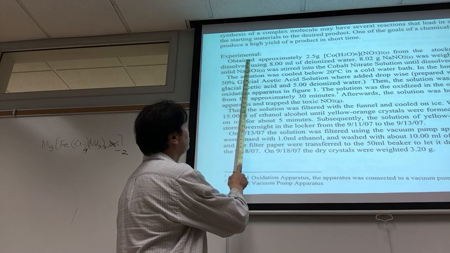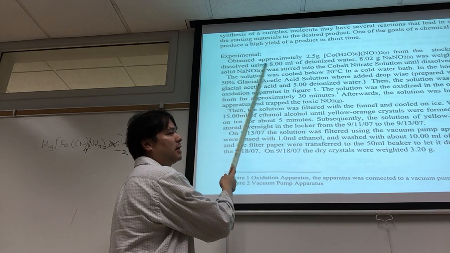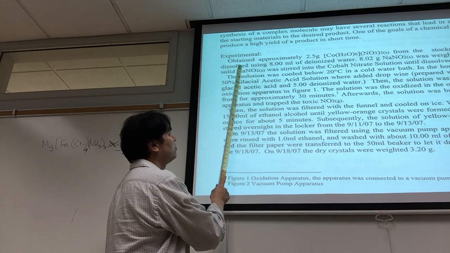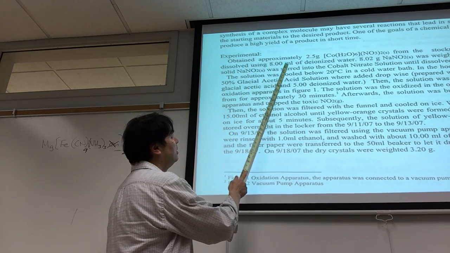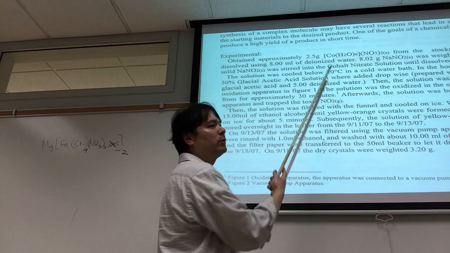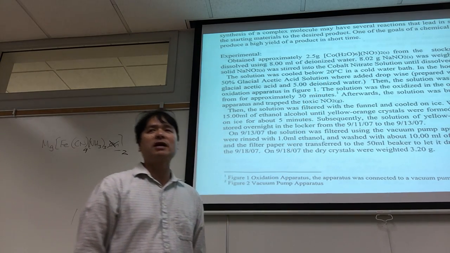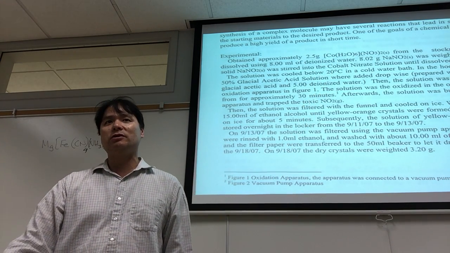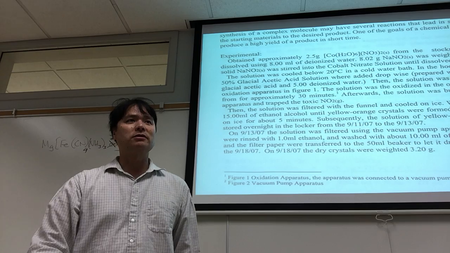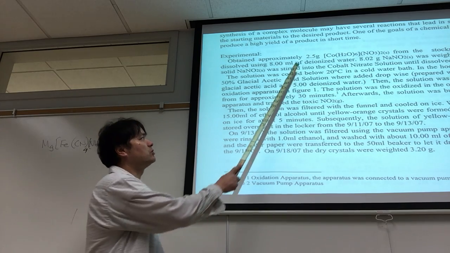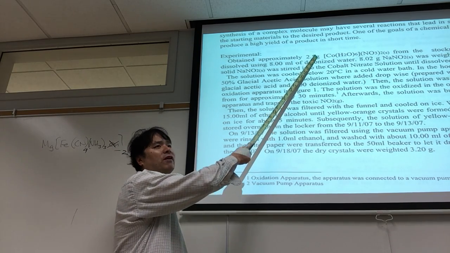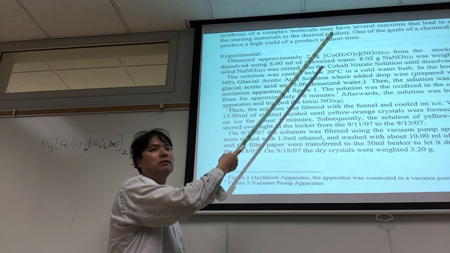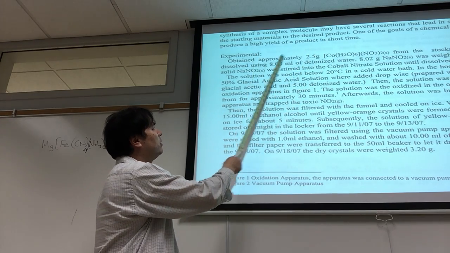But let's read this one. "Obtained." It probably said "obtain" in the procedure, but they want to make it past tense, so they say "obtained approximately 2.5 grams." I don't want to hear approximately 2.5 grams. I want to know exactly how much you got, what balance you used, how many sig figs. So this shouldn't say 2.5. This should say something like 2.53 grams, and so we don't want "approximately."